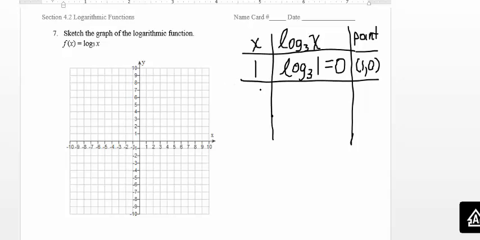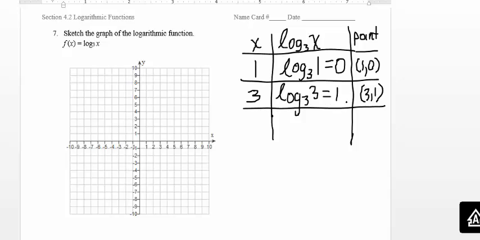Also, I know if x is 3, then y is the base 3 log of 3, which is 1. So I'll be plotting the point (3, 1).